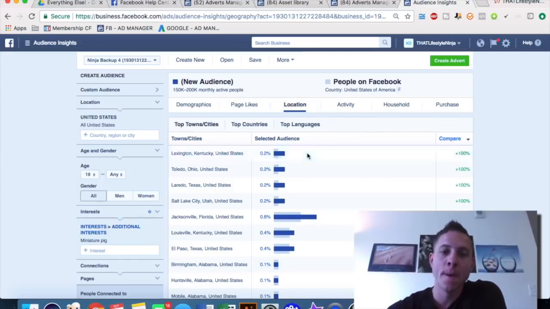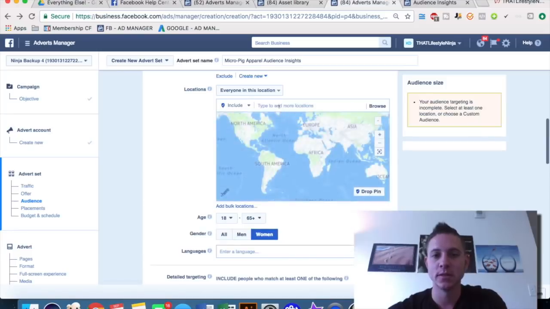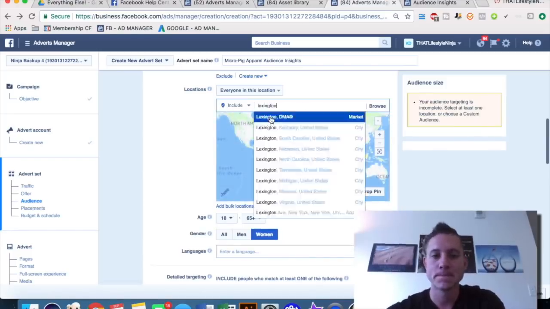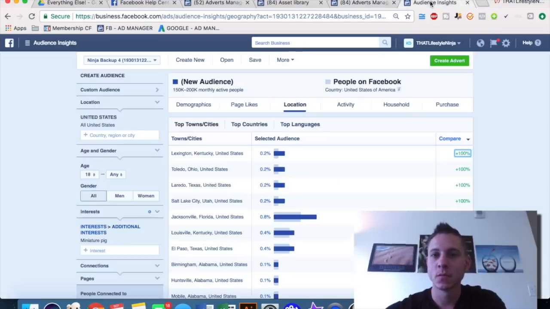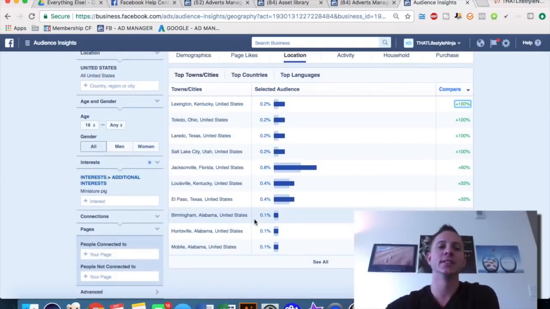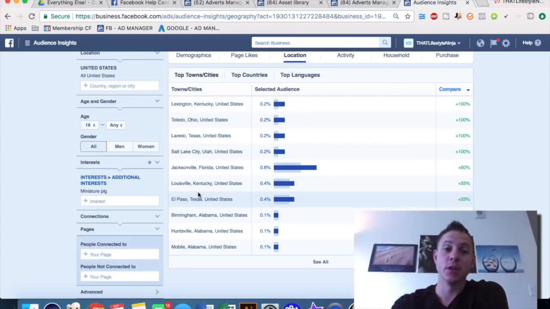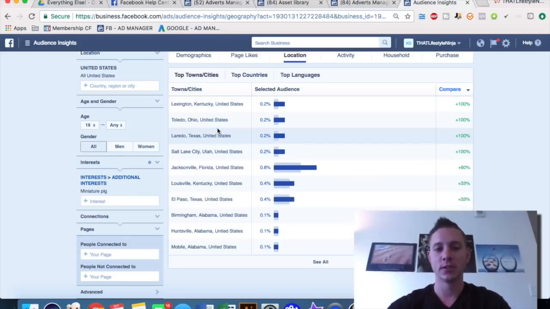So we can see here location, right? 100% of people comparatively interested in micro pigs are coming out of Lexington, Kentucky. So when we come into this area, instead of choosing the United States, we could in fact go Lexington, Kentucky. We could also do Jacksonville, Louisville. And instead of choosing the United States as a whole, we could narrow down on what Facebook knows, based on the data that they have, of people who like miniature pig pages and things like that. So we choose these cities instead of the United States as a whole.